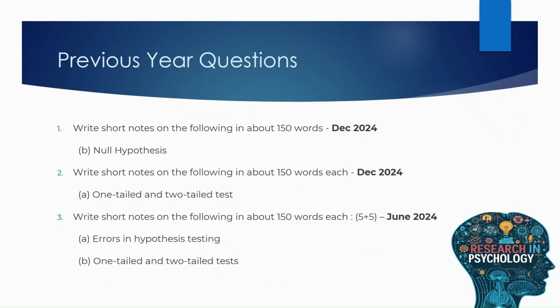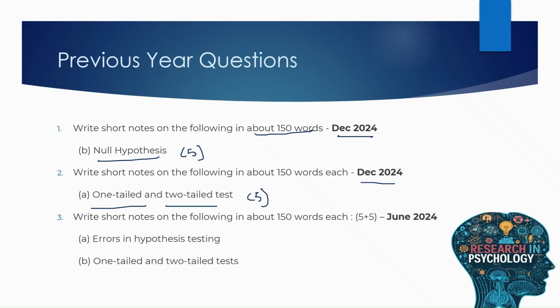So the first question came in December 2024, which was the last TE. Write short notes on the following in about 150 words. This was a 5 marks question, and you had to write about null hypothesis. So again, you write what is null hypothesis, how it is denoted, and what are the examples. 5 marks, 150 words. You can easily write the story, right? Then in the same year, there was another 5 marks question. Write short notes on one tail test and two tail test. For this, you have to write what is a one tail test and a two tail test, and if you can draw that graph that we have seen, all the 5 marks is yours.